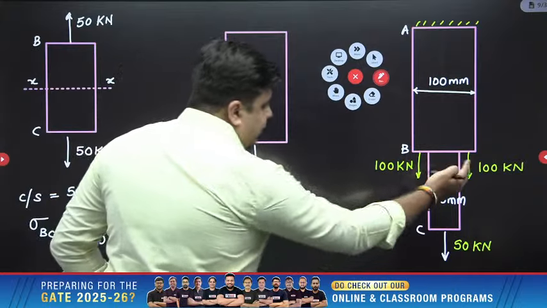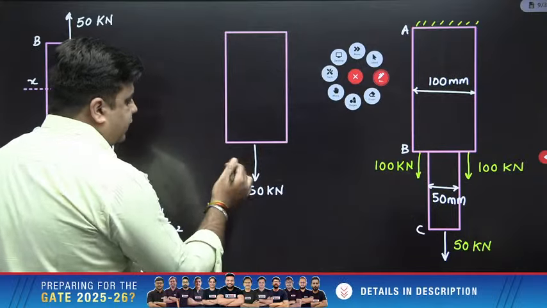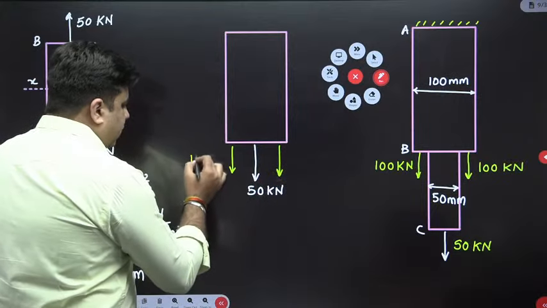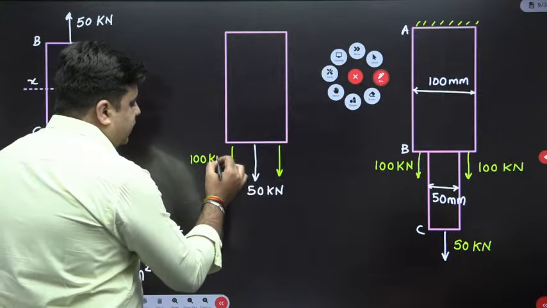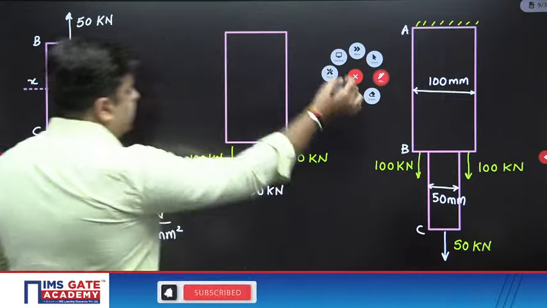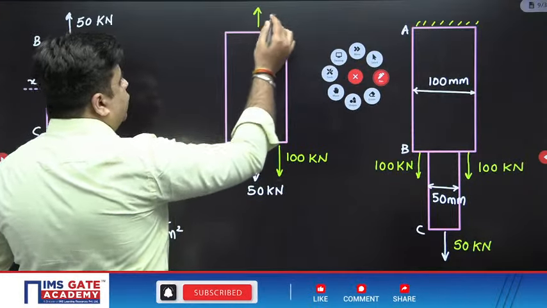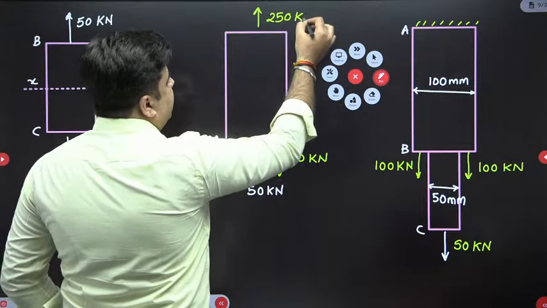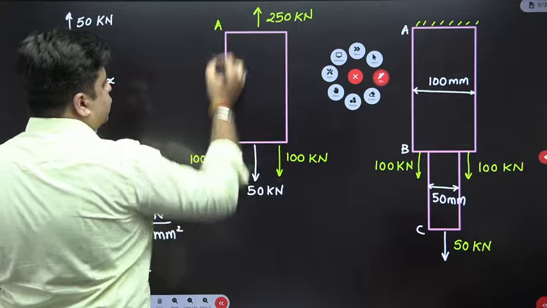And externally 200 kilonewton loads are acting on either side of this portion AB. So in total, portion AB is subjected to 250 kilonewton of load, and equal and opposite 250 kilonewton of reaction will be provided by the support. So this is your portion AB.